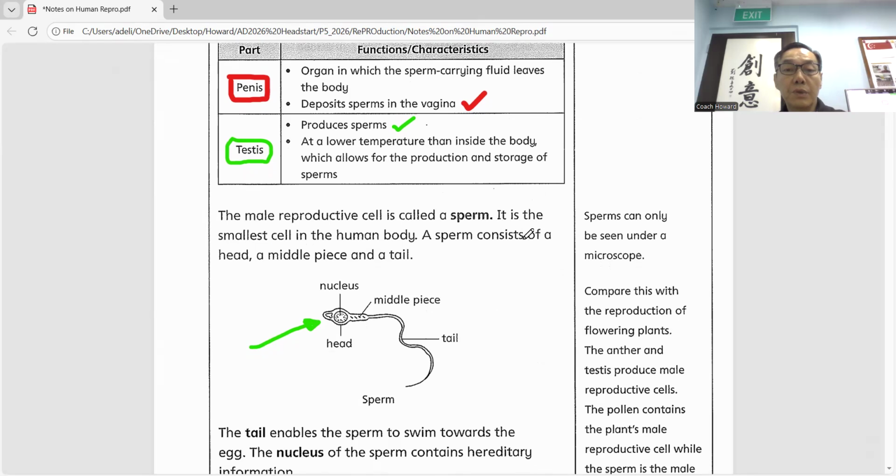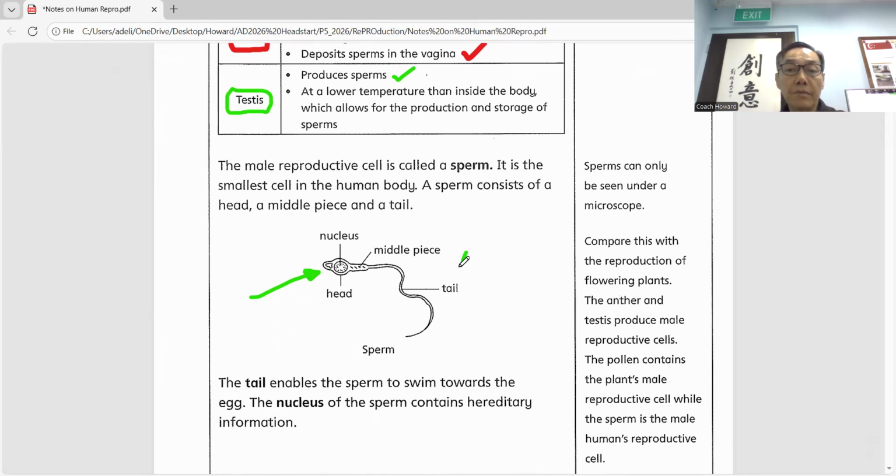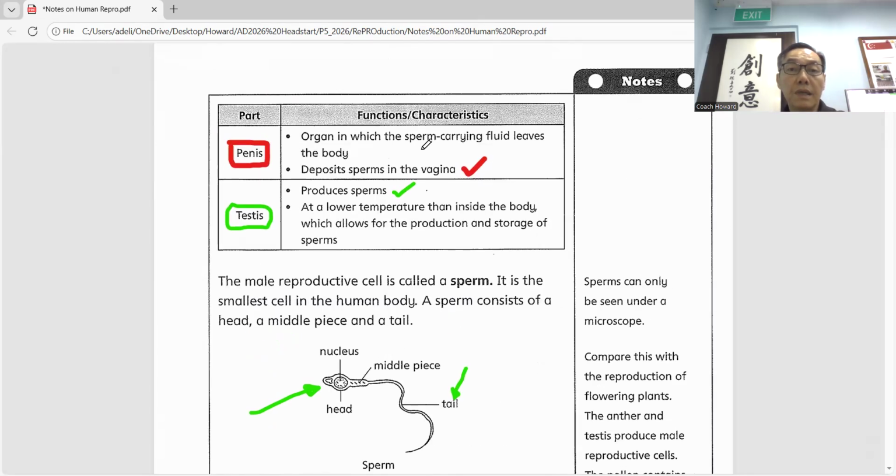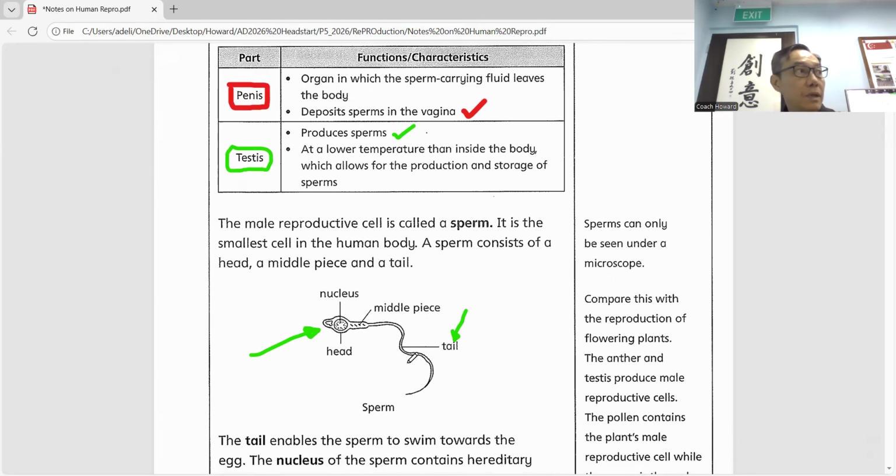Okay, so next you need to know this sperm has a tail, and the tail is for it to swim towards the egg when it's deposited into the vagina of the female reproductive organ. Okay, so they have actually removed the cells topic in P5, right? That's why this part is not necessary to know, the nucleus. It will not be tested, but it's good to know that this nucleus is like the brain, like a human brain. It controls the movement of the sperm.